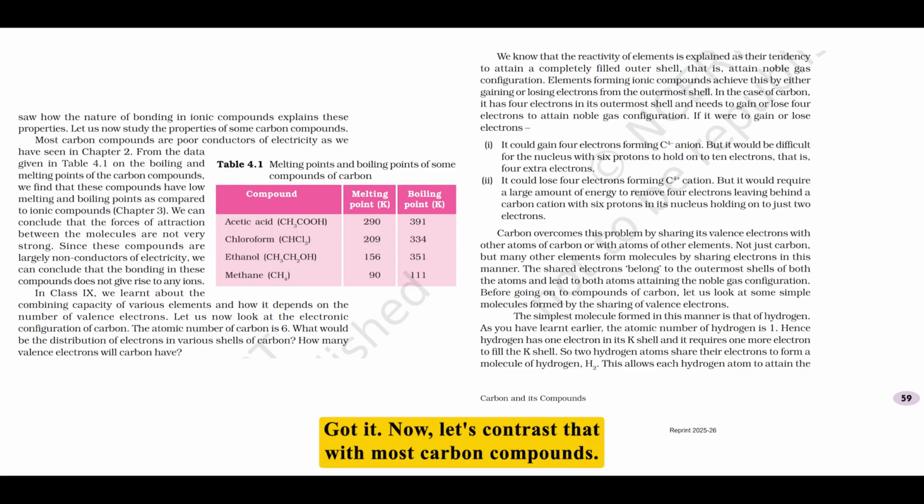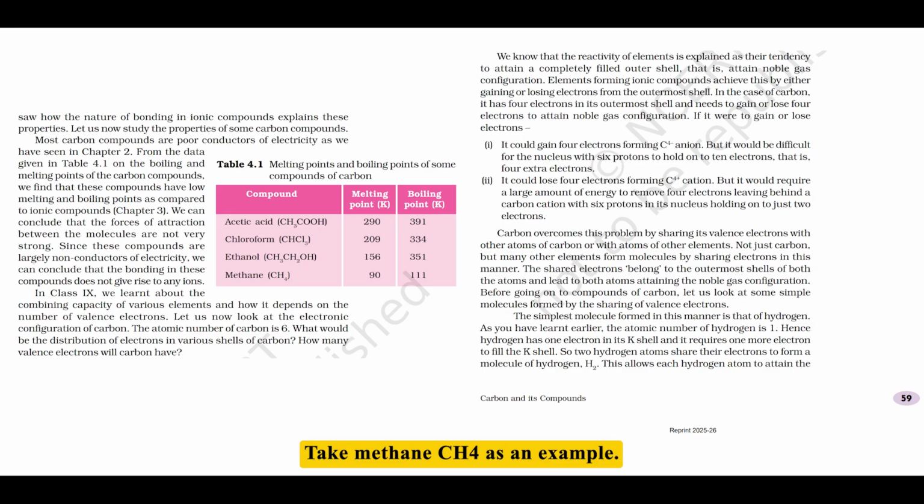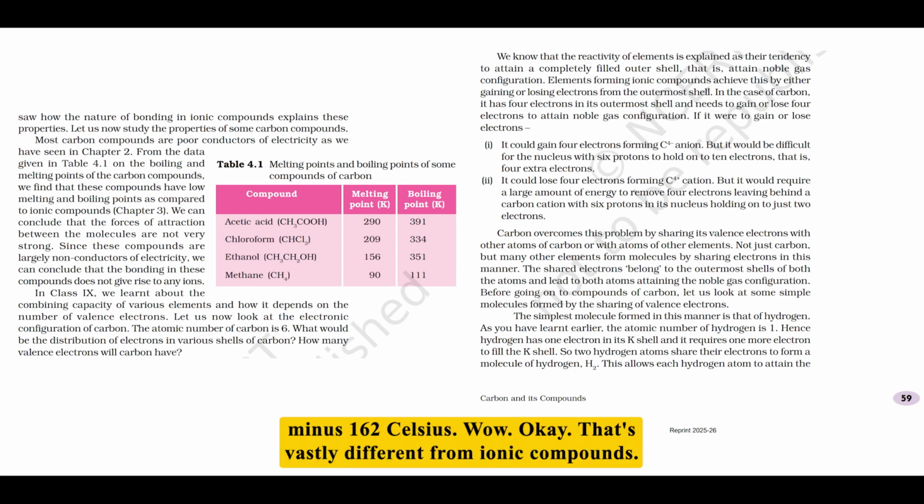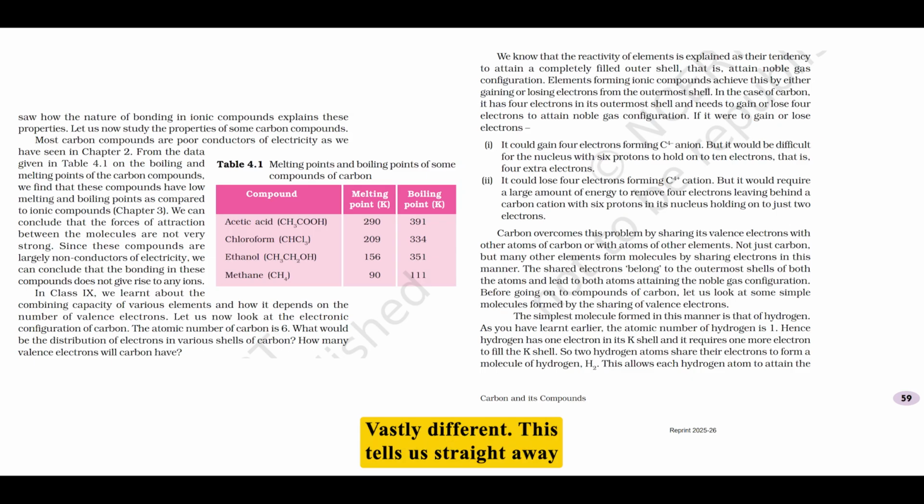Got it. Now let's contrast that with most carbon compounds. Take methane, CH4, as an example. Okay, a simple gas used as fuel. Its melting point is incredibly low, around 90 Kelvin, that's minus 183 Celsius, and its boiling point is about 111 Kelvin, minus 162 Celsius. Wow, okay. That's vastly different from ionic compounds. Vastly different. This tells us straight away that the forces between methane molecules must be very weak. It doesn't take much energy at all to pull them apart. So intermolecular forces are weak.